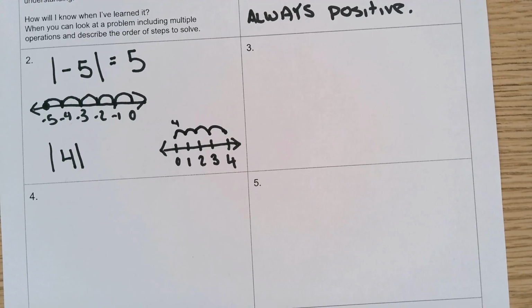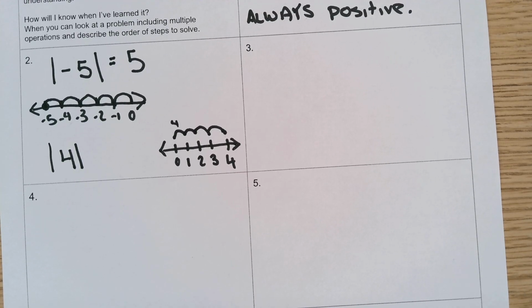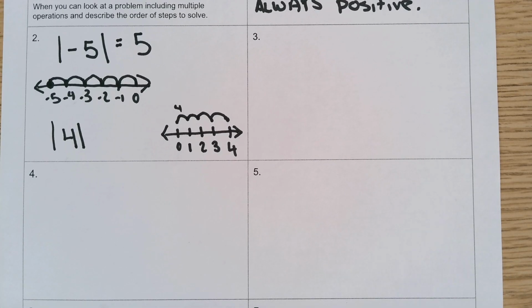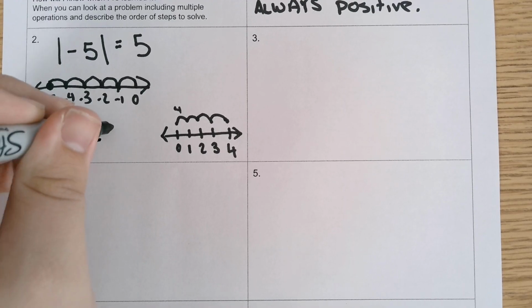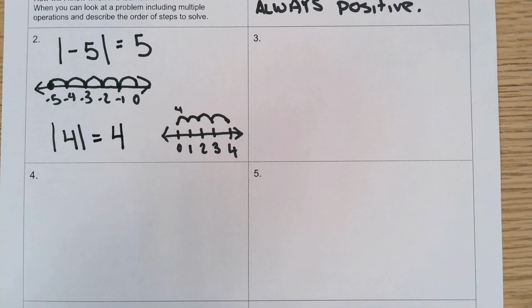And I know what you're thinking. Your mind is telling you, Mr. Dietz, we're going to the left, so that should be negative. But distance can never be negative. If you're driving down the street, and someone's giving you directions, they're never going to tell you go negative 50 feet. They're going to tell you go 50 feet to the left or 50 feet to the right. Okay? Either way, it's positive 50. So the absolute value of 4 would just be 4.